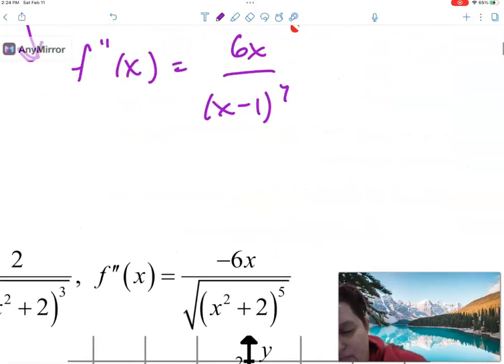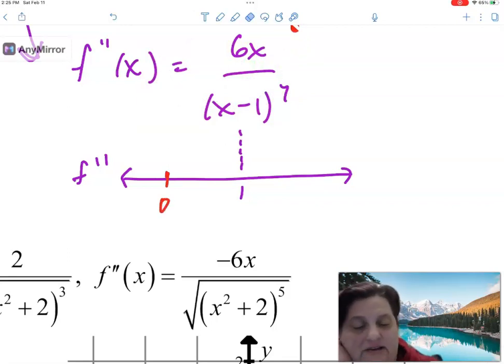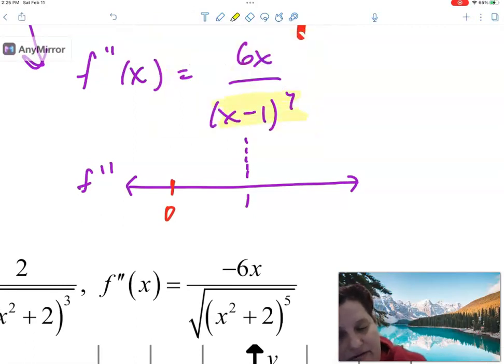Sign line graph for my second derivative. At x equals 1, I have an asymptote because that's where the bottom equals 0. Where the top equals 0, that's at 0. Can you guys agree with me that anything to the fourth will always be positive, just like anything squared will always be positive? So I'm going to have to test the 6x. If I plug in -1, that's negative. If I plug in a half, that's positive. And if I plug in like 2, that's positive.